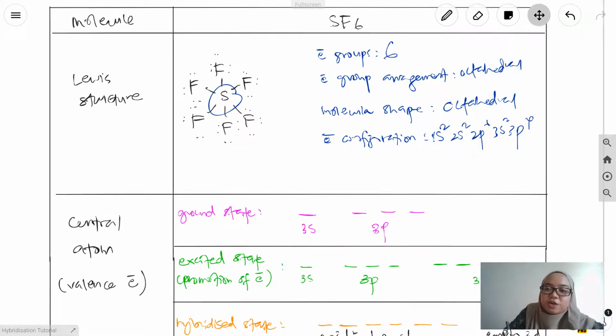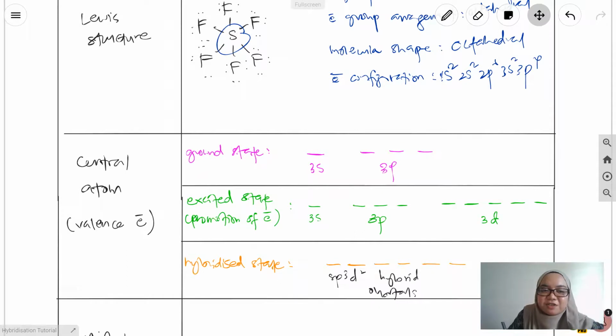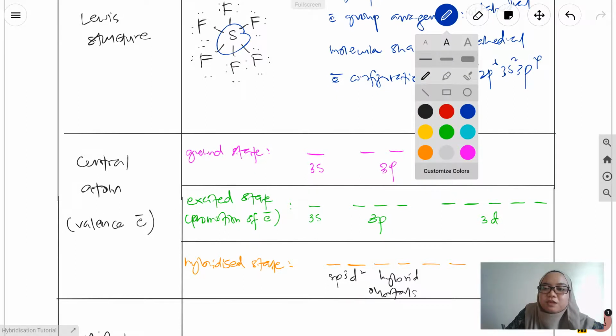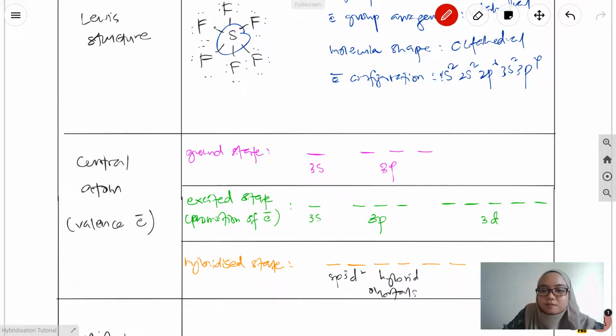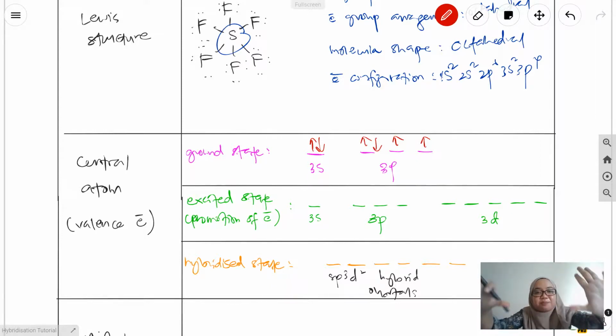Okay, so as you know, the hybridization process is focused on the central atom for now and the valence electrons. So we need to focus on the valence electrons here. So 3s2 3p4. Okay, as we know, we need 6 unpaired electrons to form 6 covalent bonds with fluorine. However, we just got 2. So we need to excite 2 electrons to the empty 3d orbitals.